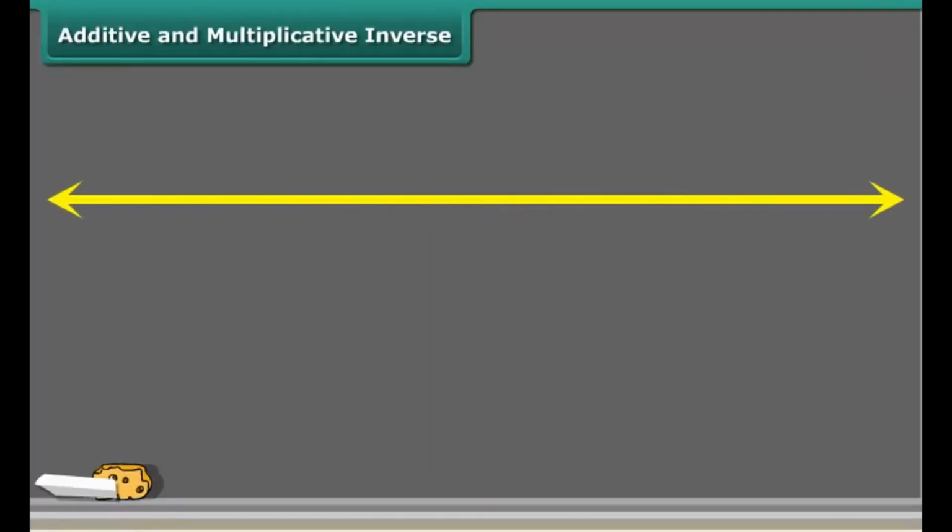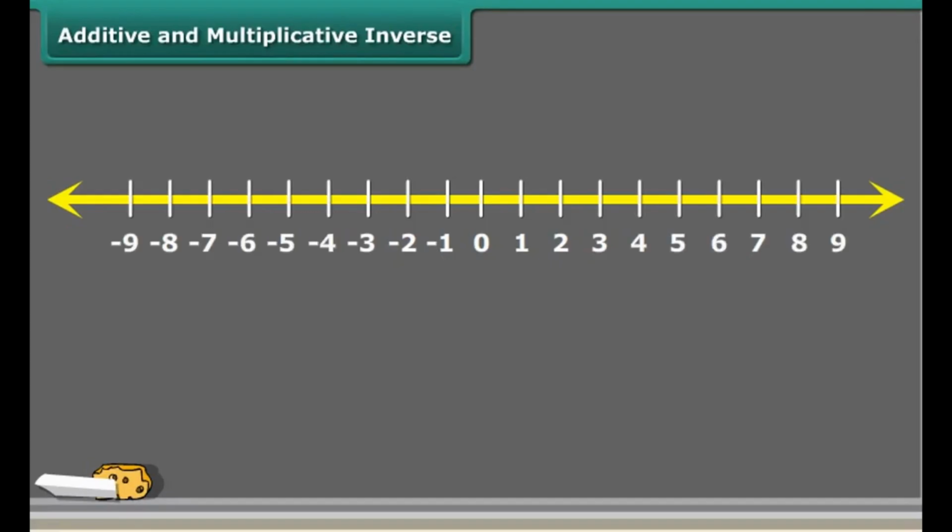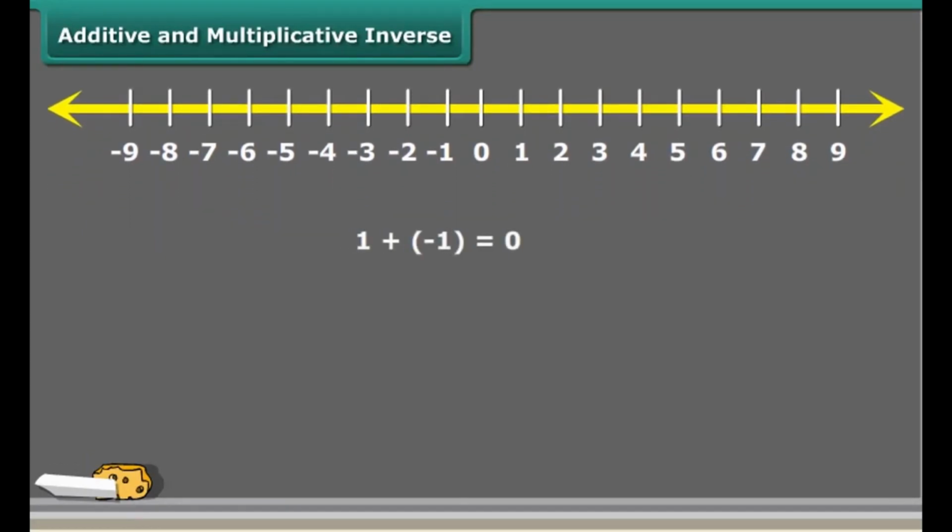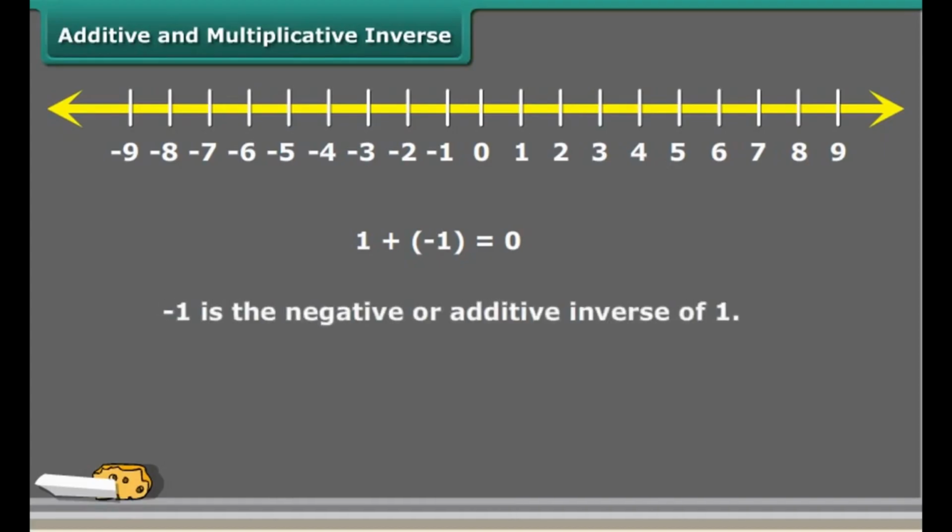You may have come across negative numbers while studying, isn't it? Is -1 the negative of 1? Yes, it is, because 1 plus -1 is equal to 0. So we say that -1 is the negative or additive inverse of 1. Likewise, for any rational number, say 3/7, -3/7 will be its additive inverse.